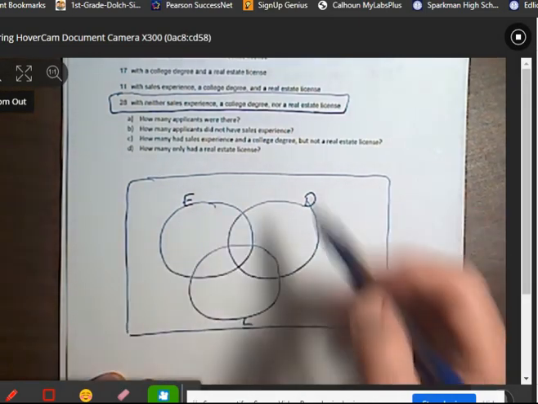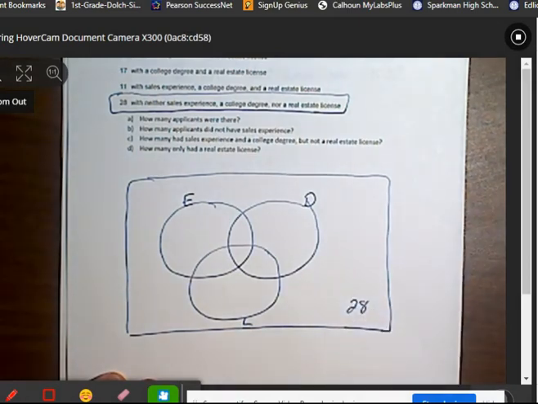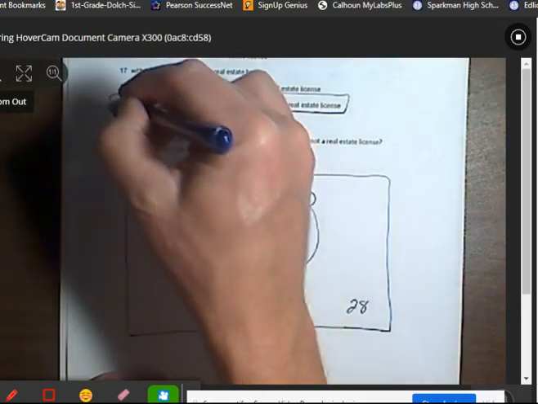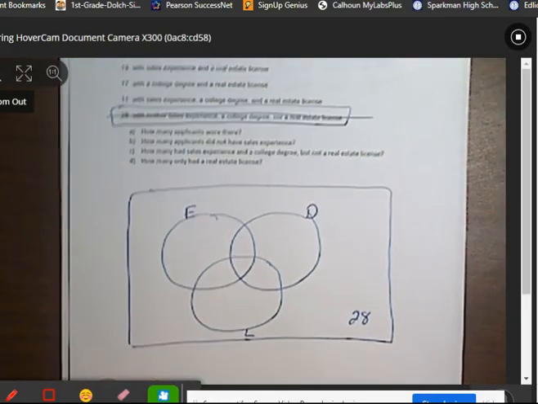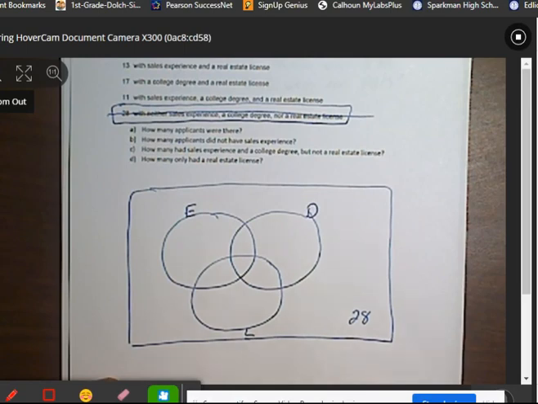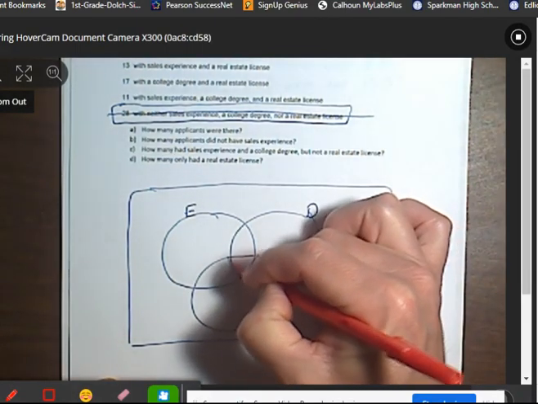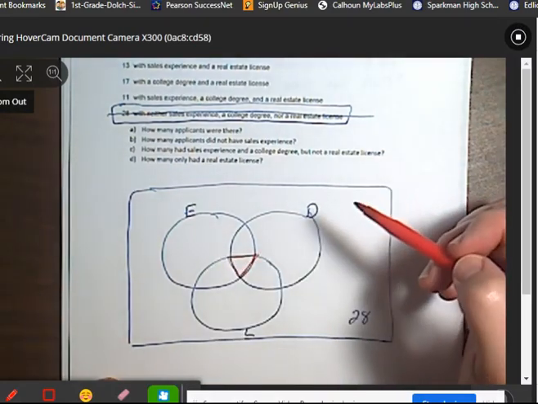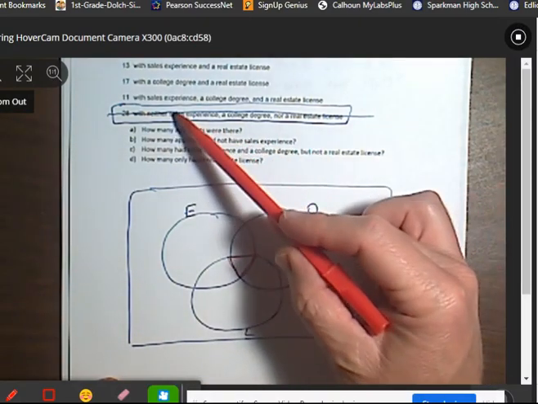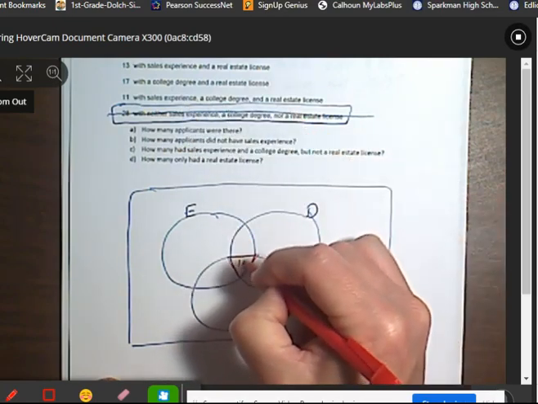And then everybody outside that, that's the 28 people that don't have anything. So you can go ahead and put that out here, that there's 28 people out here that don't have anything at all. So now we've kind of taken that one. It's almost like you just go through a checklist and check off each one of these that you have. And the easiest way to start on this one is to start with this one little spot that's in the middle that's got all three. That's kind of the key where you want to start with this one. And we look up here and we have 11 people that have experience, a degree, and a real estate license. So that's what goes in the middle right there.